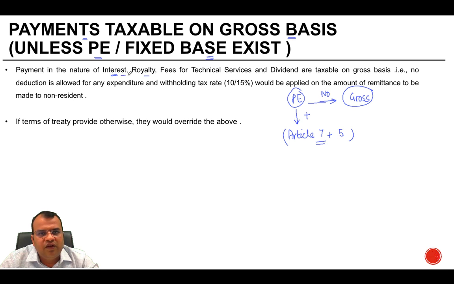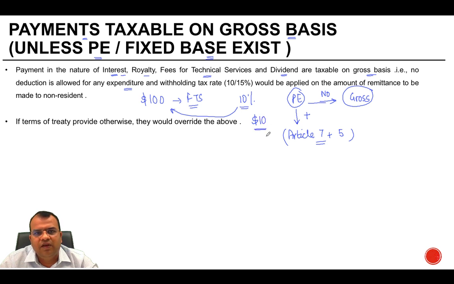So payments in the nature of interest, royalty, fee for technical services and dividend are taxable on gross basis. That is, no deduction is allowed for any expenditure. So if suppose you are making a payment of $100 as fee for technical services to a non-resident, and let's say the tax rate is 10%, then the tax to be withheld in India will be 10% of $100 or $10. If there is any surcharge or cess which is to be applied on top of this, you should apply, but that will depend on whether you are opting under the Act or under the treaty. Again, this aspect also we will discuss later.